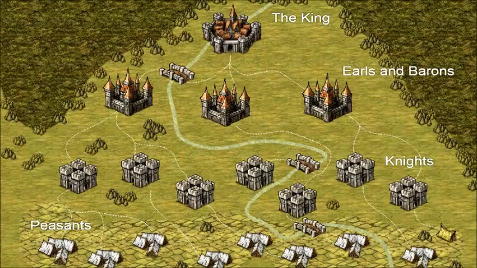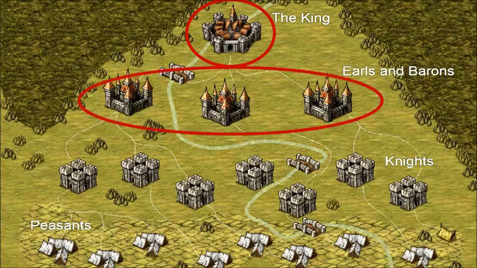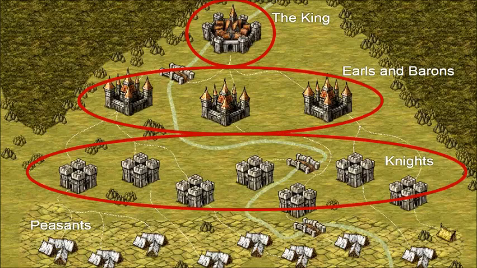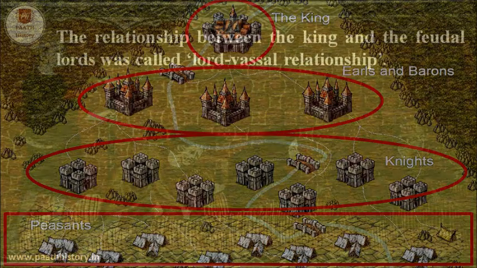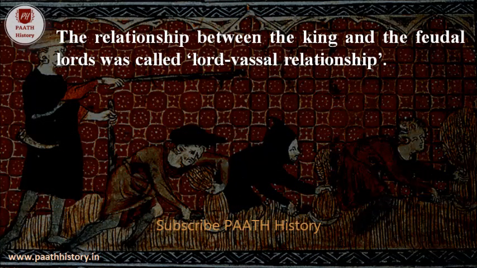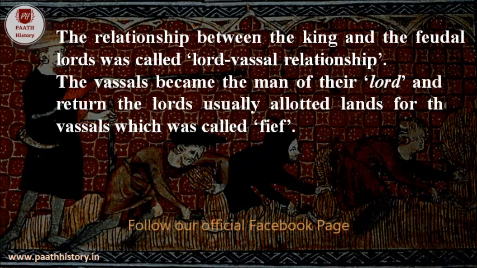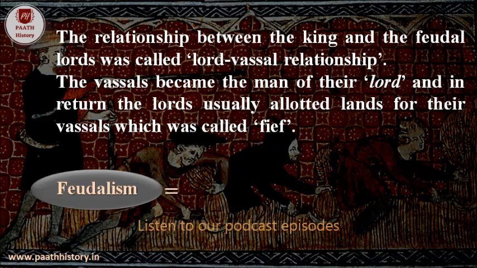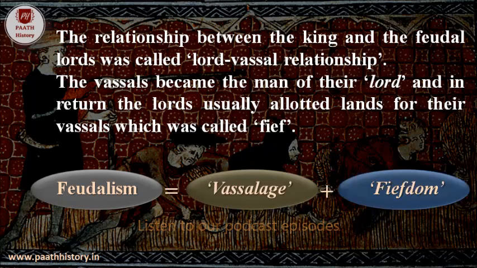This new political and socio-economic condition was called feudalism. At the top there was the king, and under him there were some feudal lords as well as the dukes, earls, barons. Then there were the knights, and at the bottom there were peasants. The relationship between the king and the feudal lords was called the lord-vassal relationship. The vassals became the men of their lord, and in return the lords usually allotted lands to their vassals, which was called a fief. So feudalism was actually a combination of vassalage and fiefdom.